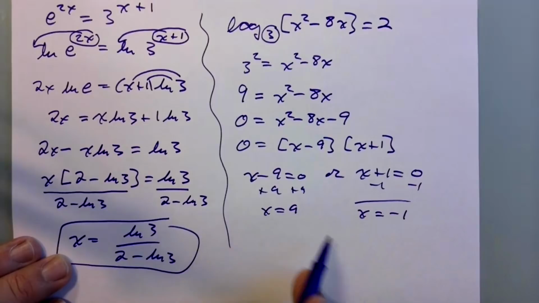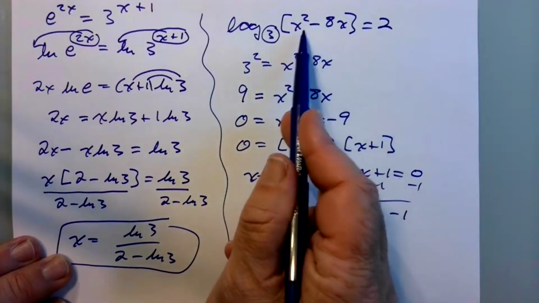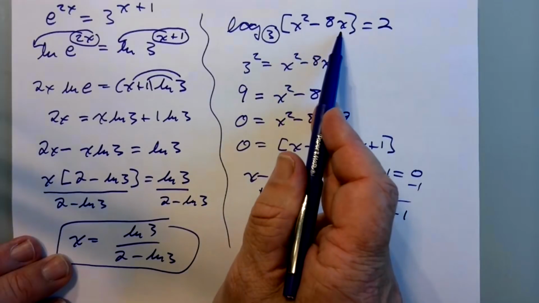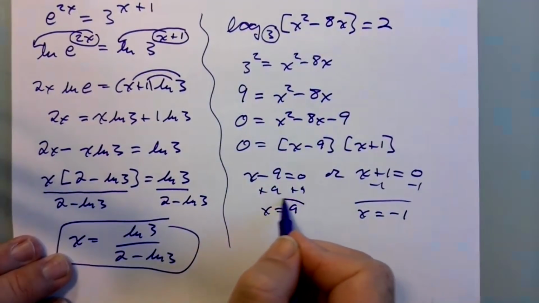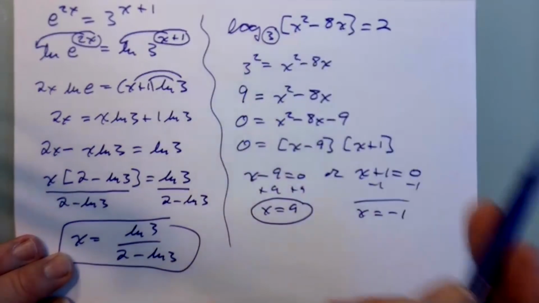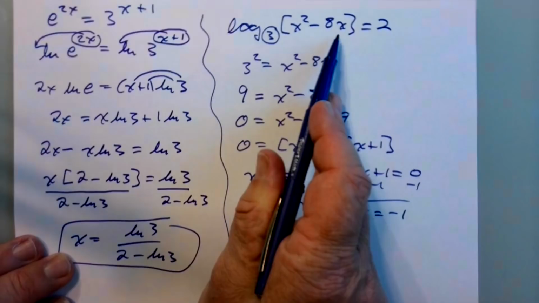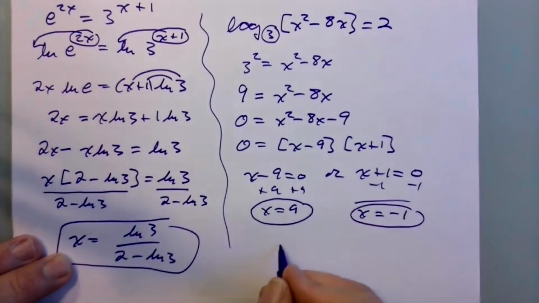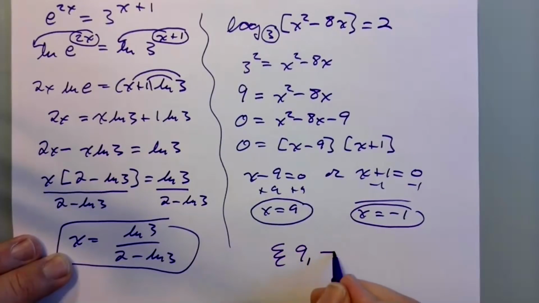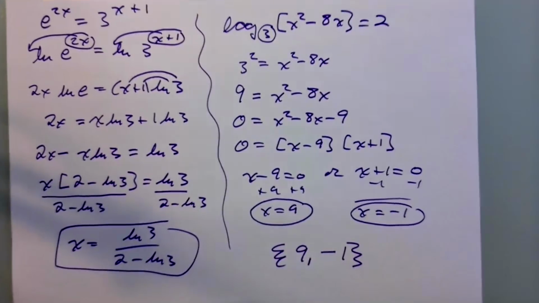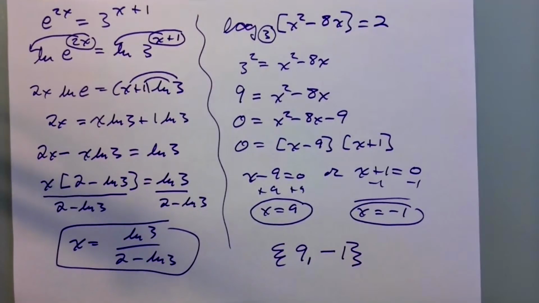Does 9 work in the original? 9 squared is 81. Minus 8 times 9 is 72. 81 minus 72 is 9, so that's okay. Does negative 1 work? Negative 1 squared is positive 1. Negative 8 times negative 1 is positive 8. 1 plus 8 is 9. That is also okay. So we have two answers to this log question. Both 9 and negative 1 are solutions for me. Is that the case with the next one that I'm going to do?